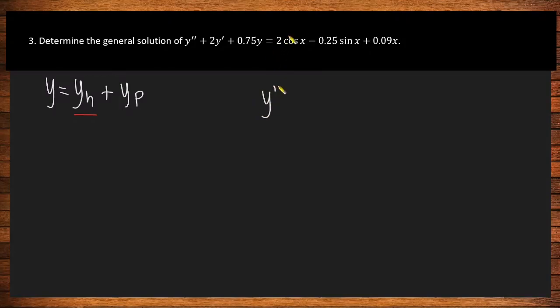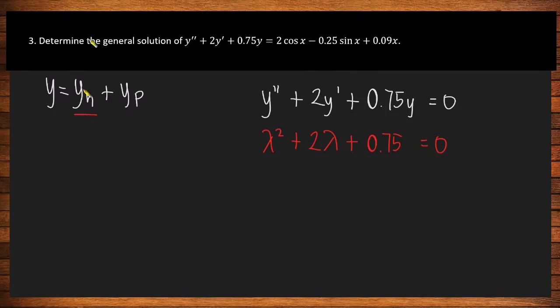Okay? So the corresponding homogeneous ODE of our equation here will be y double prime plus 2y prime plus 0.75y equal to 0. And then from this homogeneous ODE, yung auxiliary equation naman natin will be lambda squared plus 2 lambda plus 0.75 equal to 0. Now examining the roots of this auxiliary equation, we can see that this will fall under case 1. Hence, the general solution of this equation will be y sub h equal to c sub 1 e raised to negative x over 2 plus c sub 2 e raised to negative 3x over 2.